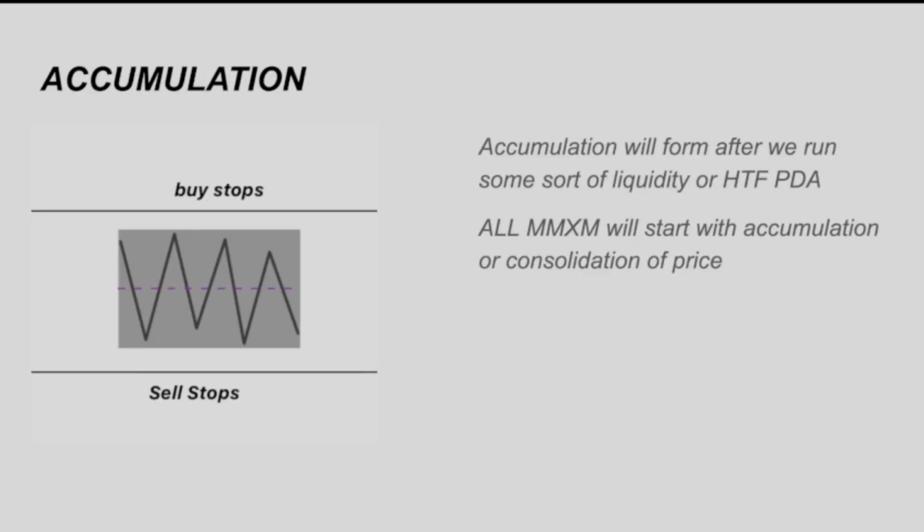Okay, accumulation first. Before anything, we have to go over a little bit of accumulation. Accumulation will form after we run some sort of liquidity or high time frame PDRA or both, right? So all accumulation is just sell stops at the bottom, buy stops at the top, just compressing price into a little range, right? All market maker models will start with accumulation or a consolidation of price, but it will happen after a liquidity sweep or some sort of high time frame PDRA.